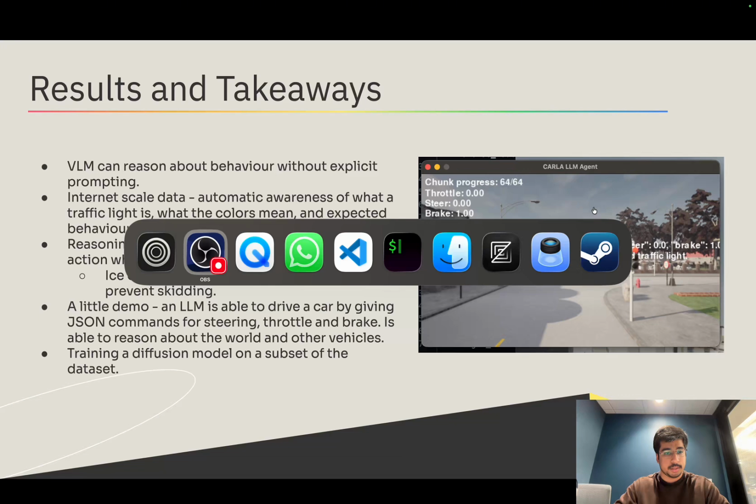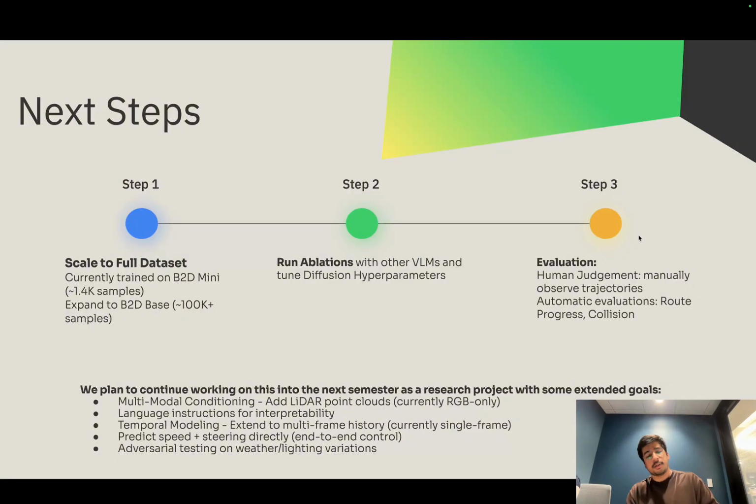Our next steps would be to scale to the full dataset. We're training on 1,400 samples right now. We will scale to the entire dataset, which is 100,000 plus samples. This includes trajectories in all kinds of long tail situations, in all kinds of weather, night, day, etc. Then we will run ablations. Of course, this is a deep learning experiment, so there are a lot of hyperparameters that we can tune. We can tune how many noising and denoising steps we have in the diffusion transformer, and which VLM gives us the best trade-off between speed and accuracy and behavior in the long tail driving situations.